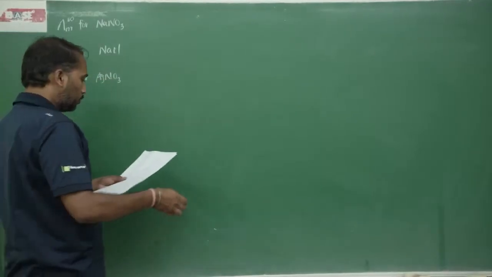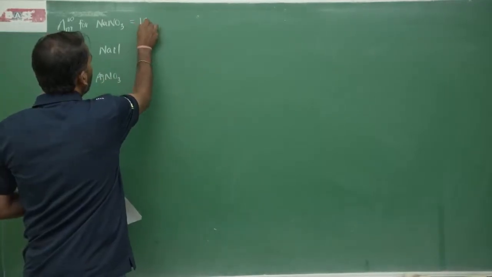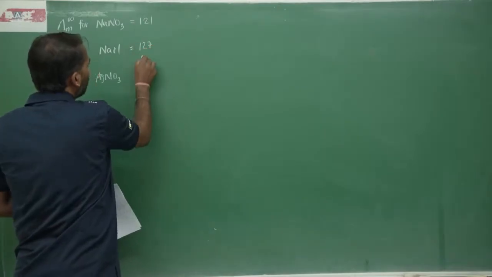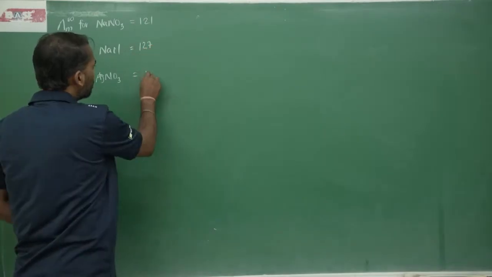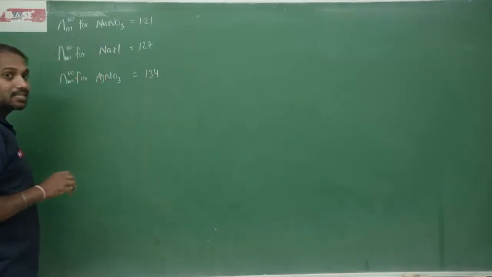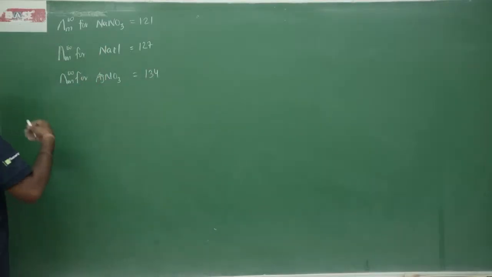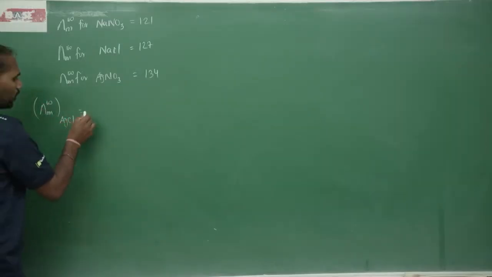For NaNO3 we got 121, for NaCl 127, and for AgNO3 134. But he is asking for the solubility of AgCl. So first we will calculate lambda infinite for AgCl. So how do we calculate this one?